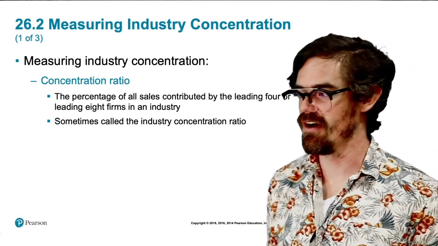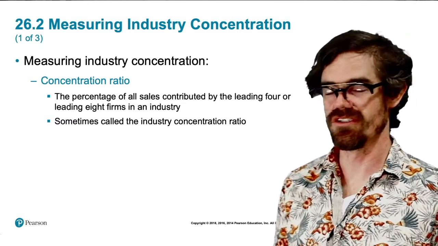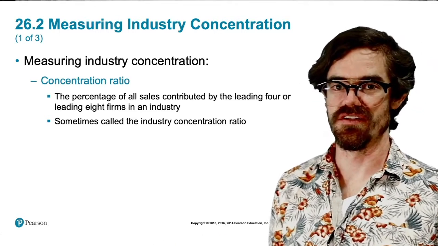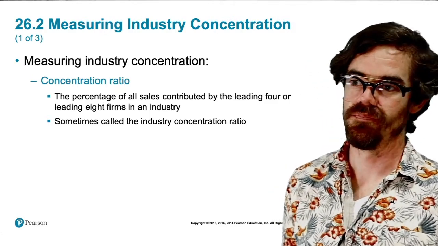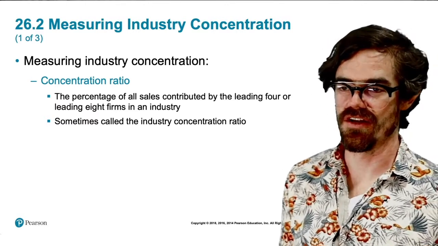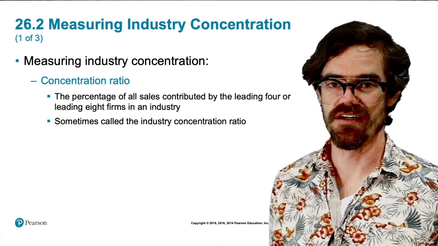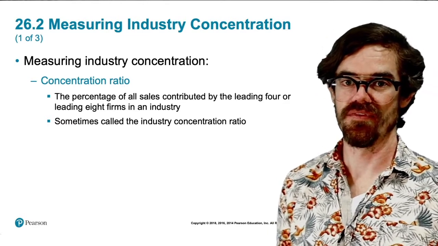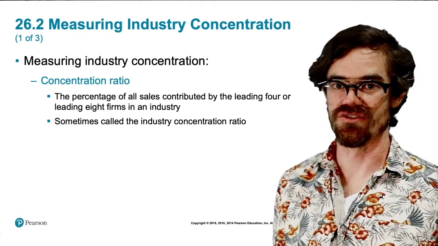This is simply calculated as the percentage of all sales contributed by the leading 4 or sometimes the leading 8 firms in an industry, as a ratio compared to the industry sales as a whole, sometimes called the industry concentration ratio. So basically, let's say that 4 of the firms in the industry account for 80% of the sales in the industry. That would be the concentration ratio for that industry: 80% of the industry's sales come from the top 4 firms.